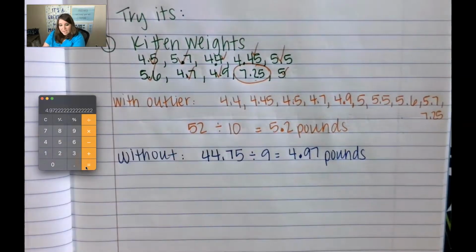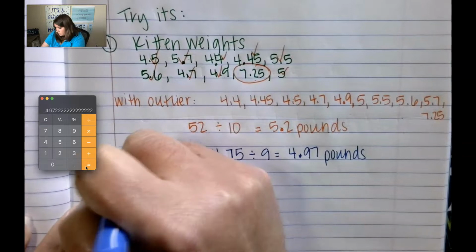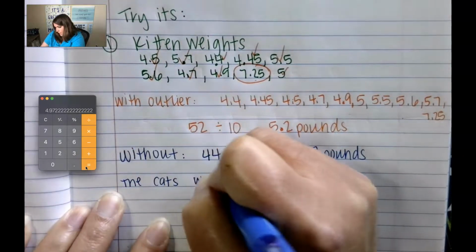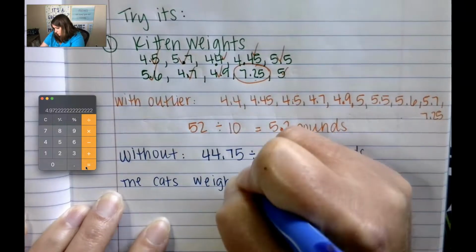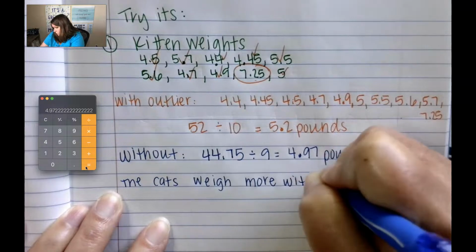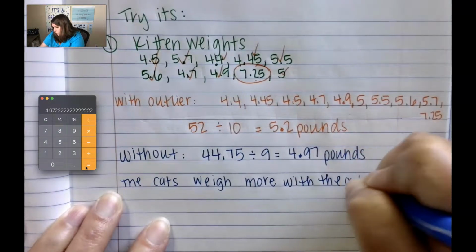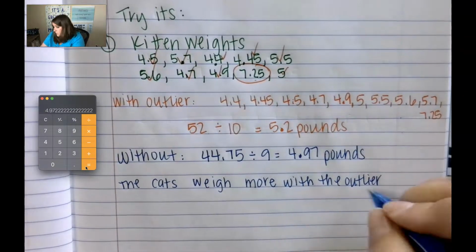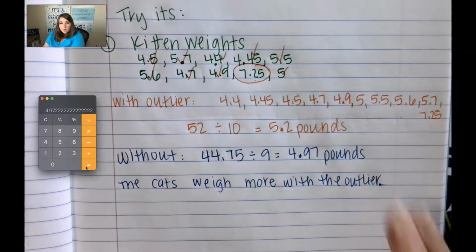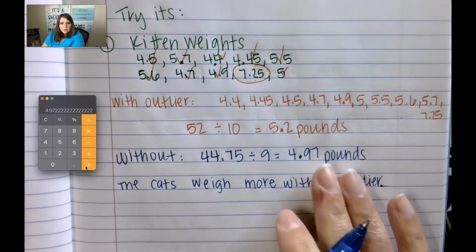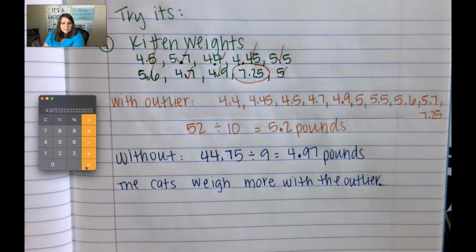So with the outlier, the cats weigh more. So this little kitty right here is making all the other averages go up. If we remove this kitten from the litter, we have less than 5 pounds as the average kitten.